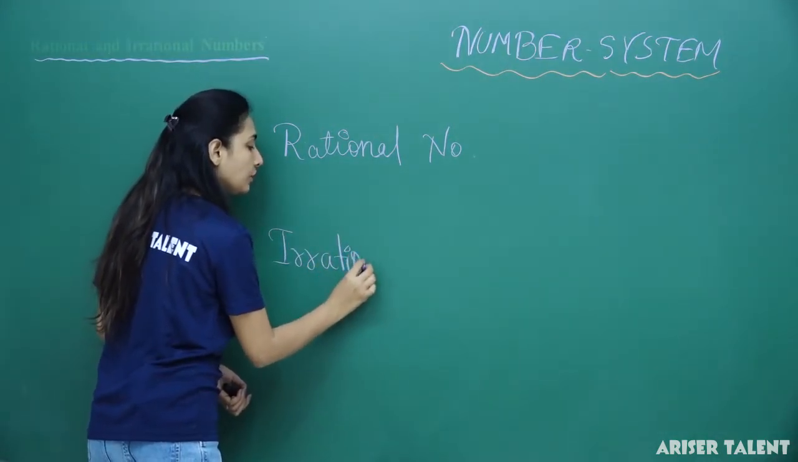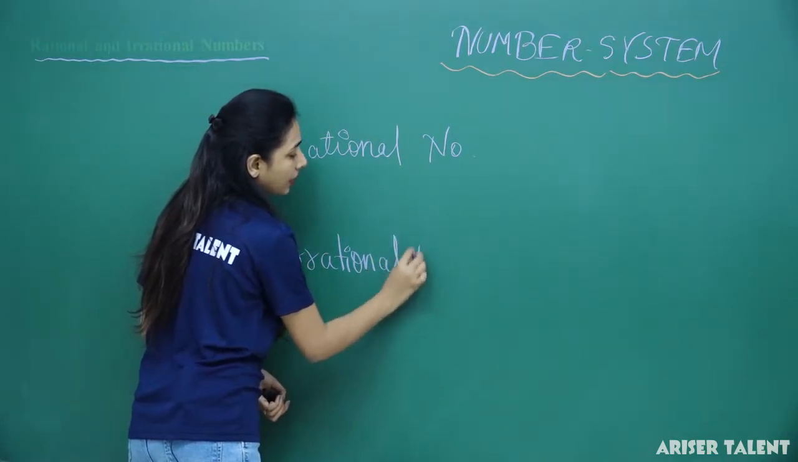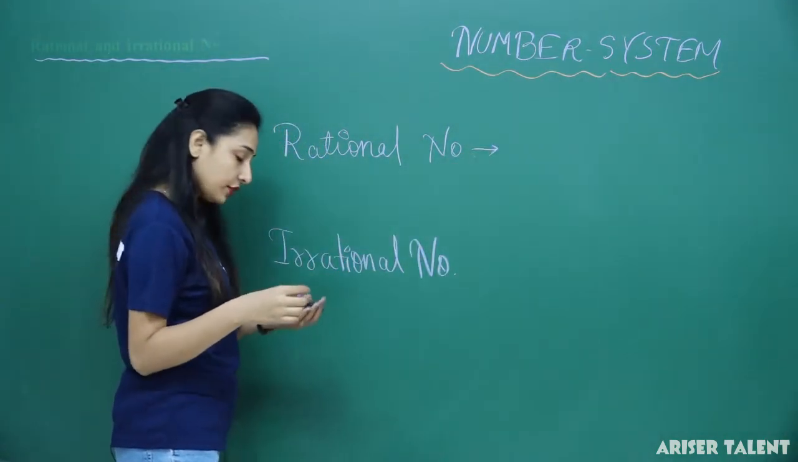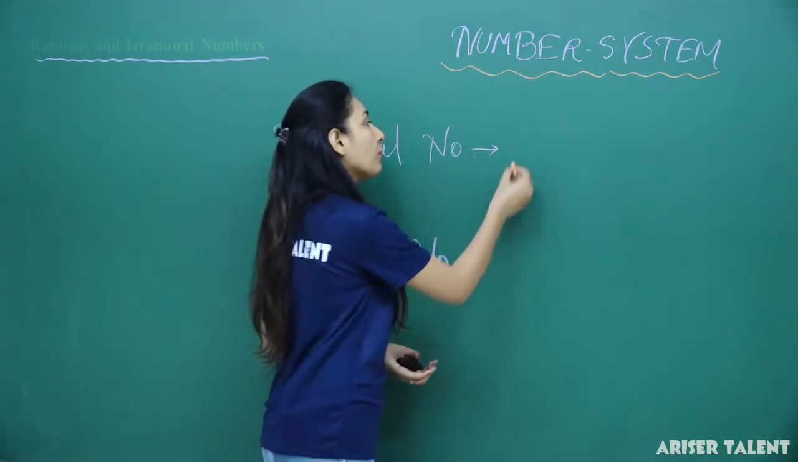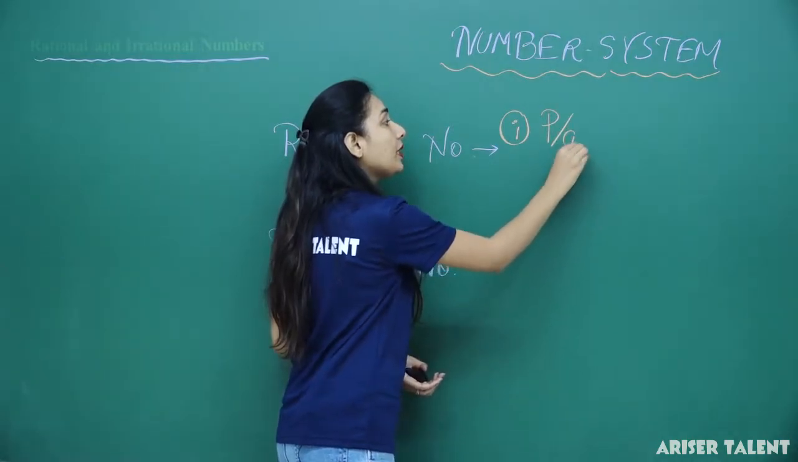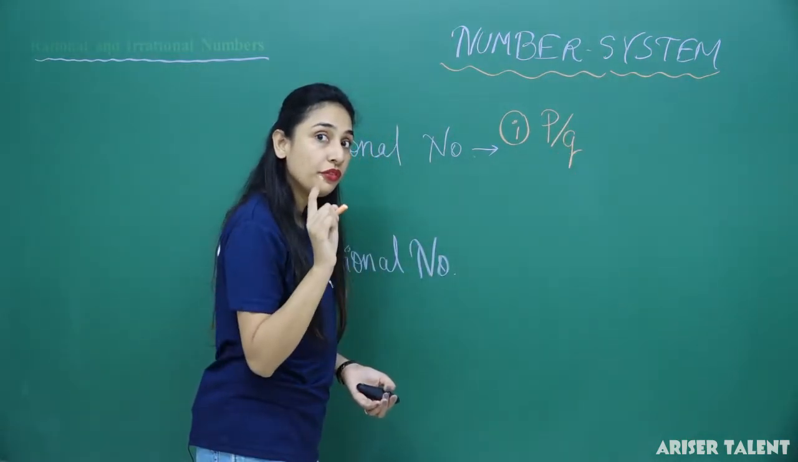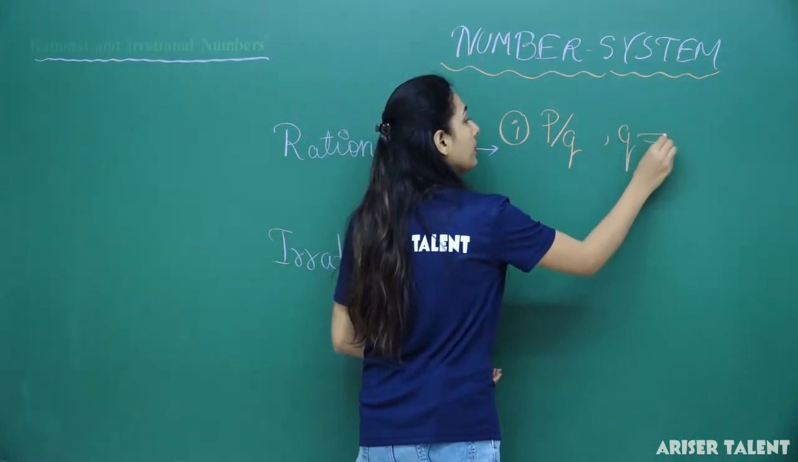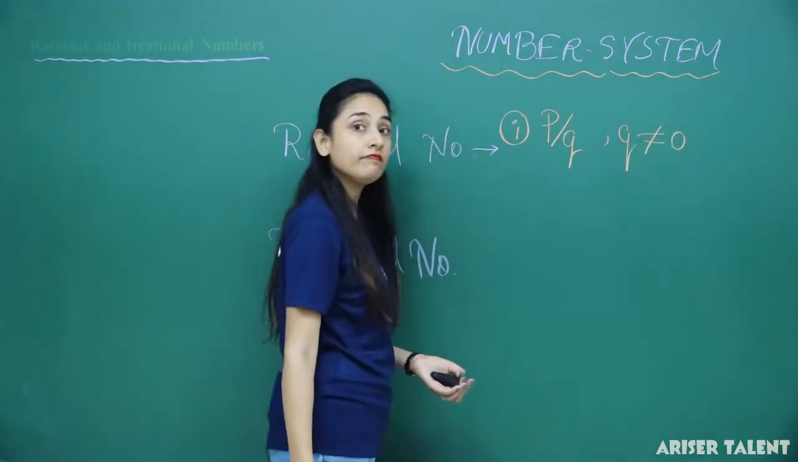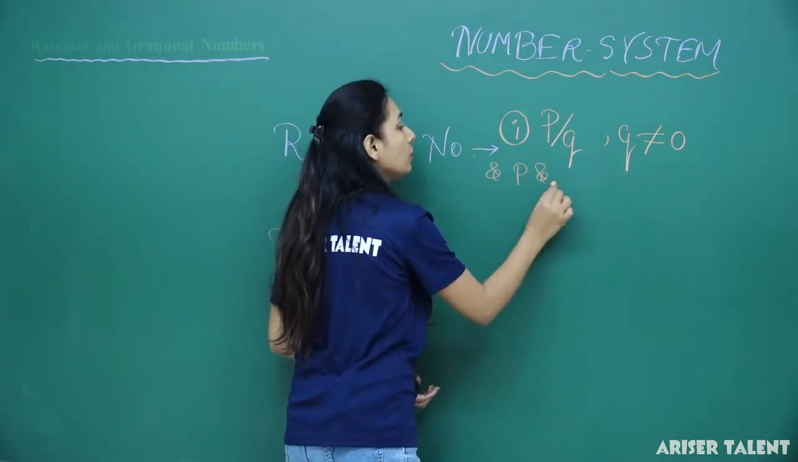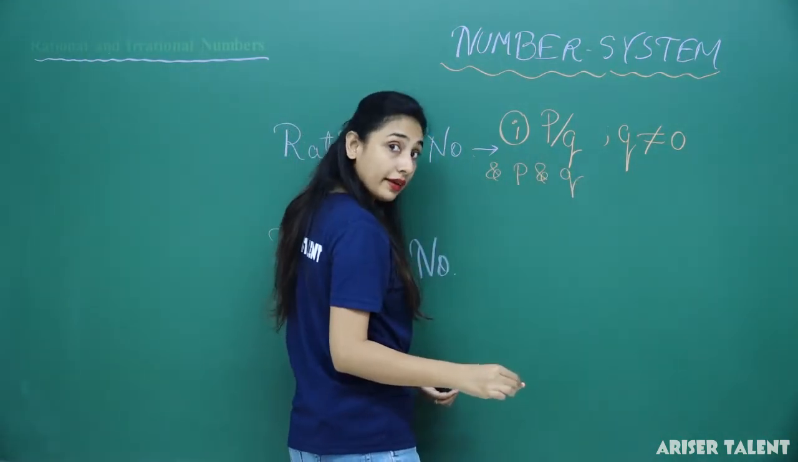I have told you that, students, rational numbers are the ones that can be written in the form of P by Q, where Q cannot be 0 and P and Q are integers.